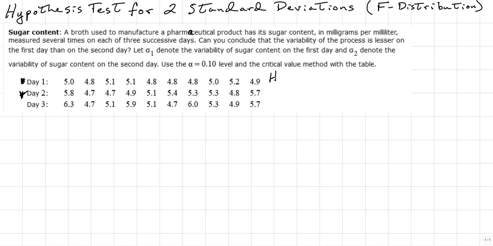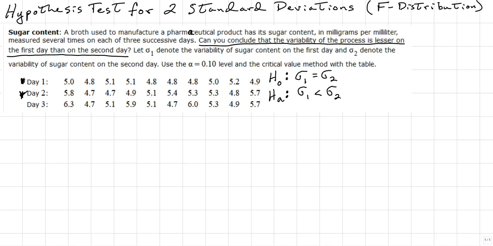The null hypothesis is a statement of equality, and in this case it's going to be sigma sub 1 is equal to sigma sub 2. Our alternate hypothesis is going to be based upon this statement: can you conclude that the variability of the process is lesser on the first day than on the second day? Therefore, sigma sub 1 less than sigma sub 2.